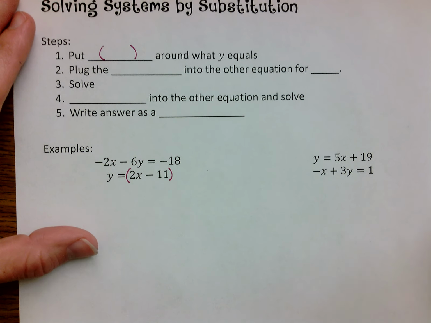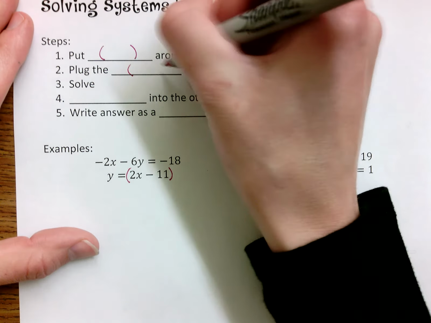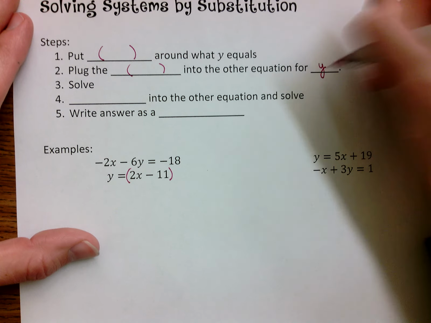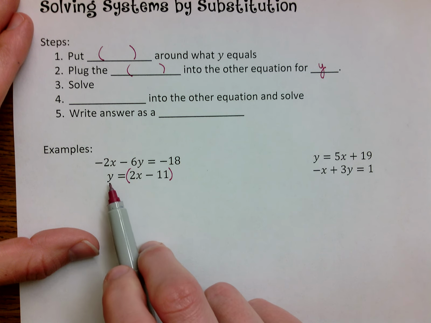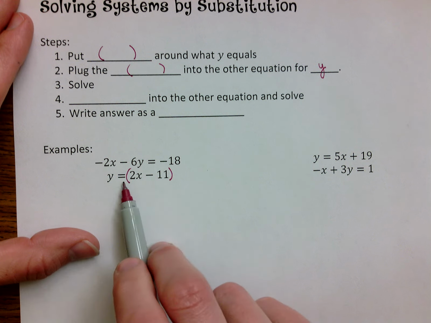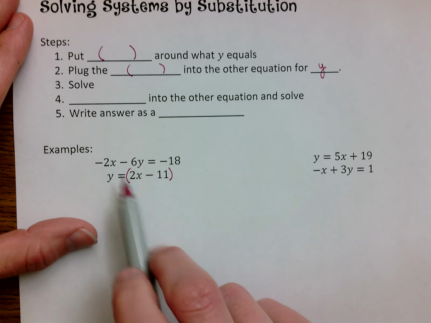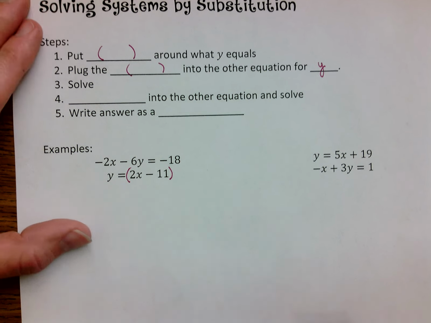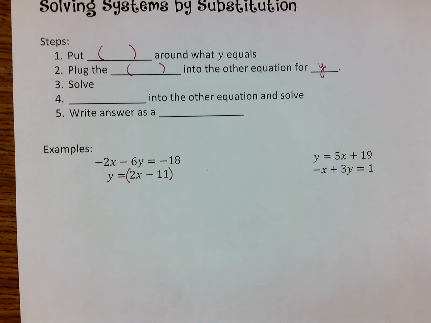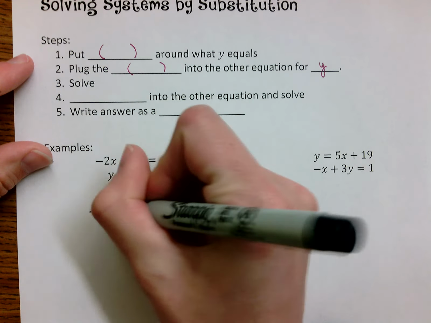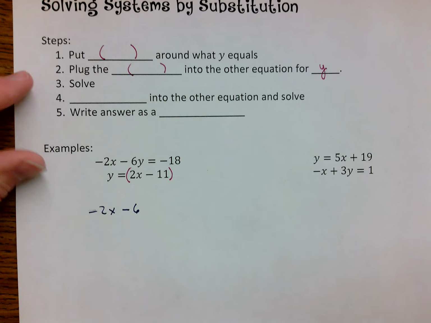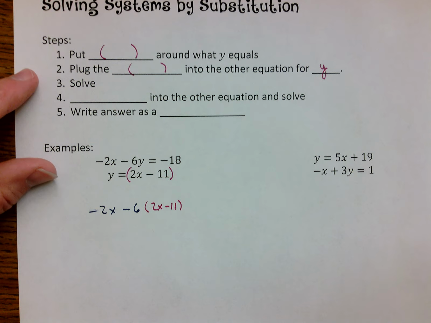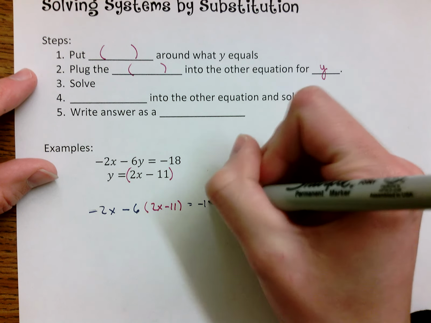Okay, then step 2 is we are going to plug the stuff in parentheses into the other equation for y. This is called a substitution because this equation tells me that y is the same thing as 2x minus 11. So I'm going to go to the other equation and replace the y with the 2x minus 11. So my first equation says negative 2x minus 6, but then instead of writing the y, I'm going to plug in my parentheses, the 2x minus 11. And then just make sure you go back and finish it. Then there's an equals negative 18.